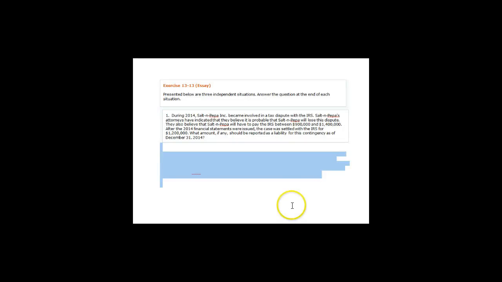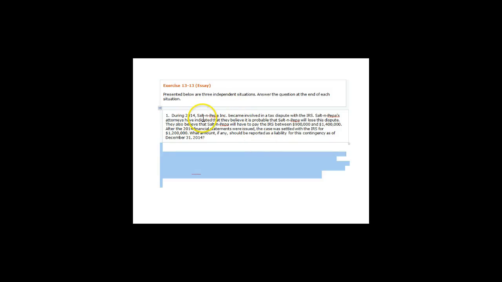Okay, let's move to exercise 13. This is 3 cases, and we're just going to look at those to see, these are contingencies. Do we accrue these and report them on the balance sheet, or does it get disclosed, or do we do nothing? So what are the 3 possibilities? This gives us an opportunity to really apply those concepts discussed earlier.